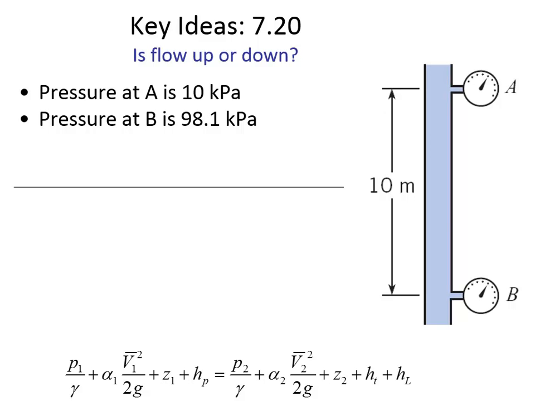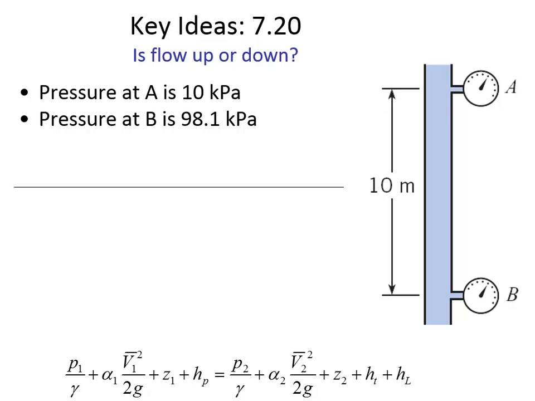There are a couple of ways to analyze the question that they're asking. They show you a vertical pipe with 2 pressure gauges. The pressure at the upper gauge is 10 kPa, and at the lower gauge is 98.1 kPa. They're asking, is the flow up or is the flow down? For your solution, you don't just write up. You have to actually show why it's up or why it's down.